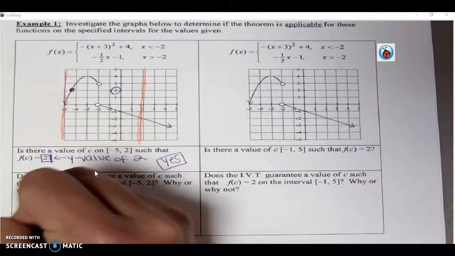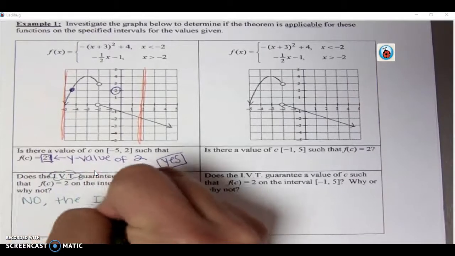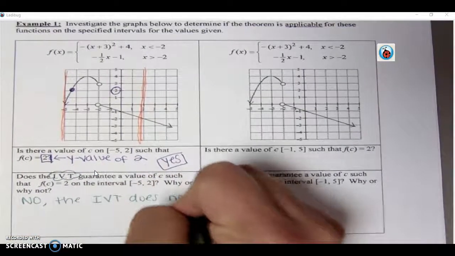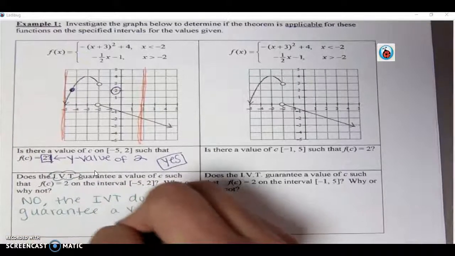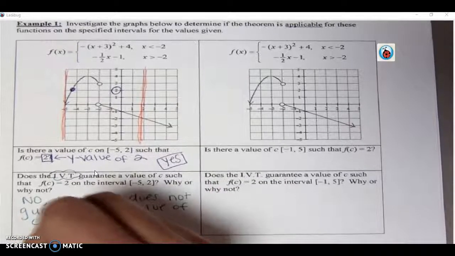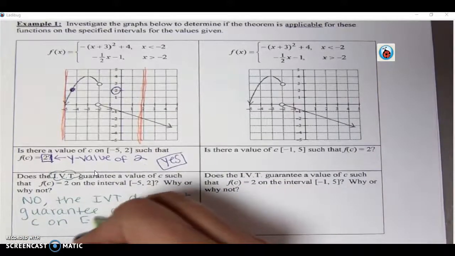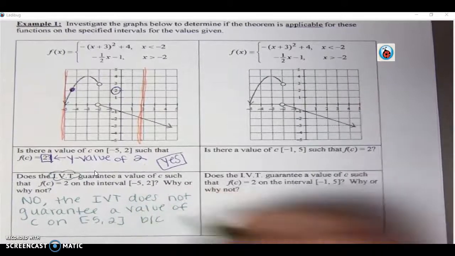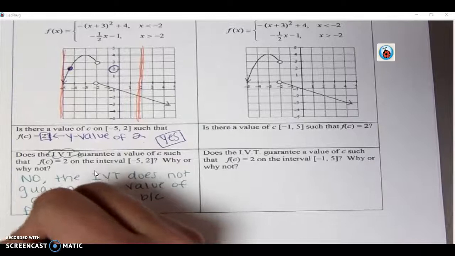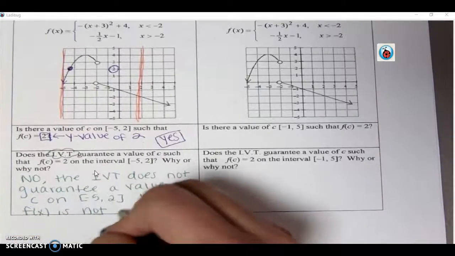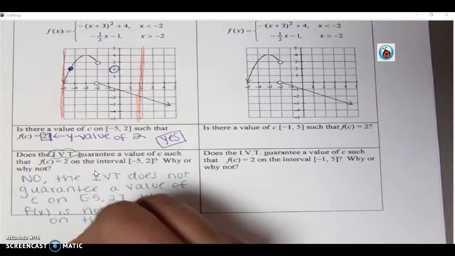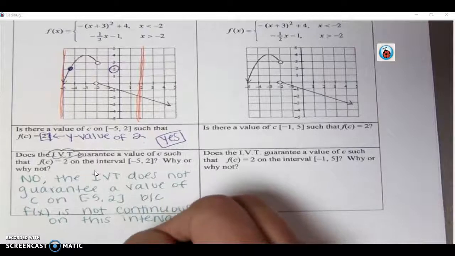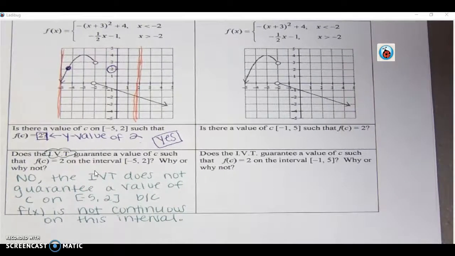So we're just going to write this out. We're going to say no, the IVT does not guarantee a value of c on our interval from -5 to 2, and that's because f of x is not continuous on this interval. So that's one of the biggest things we'll be checking for in a minute when we actually look at IVT, and what we have to check for is that it has to be continuous.